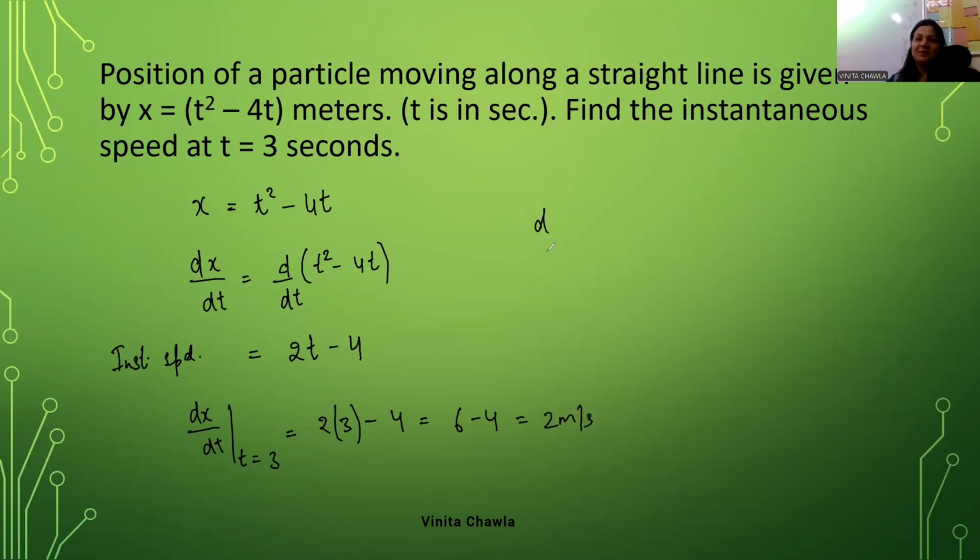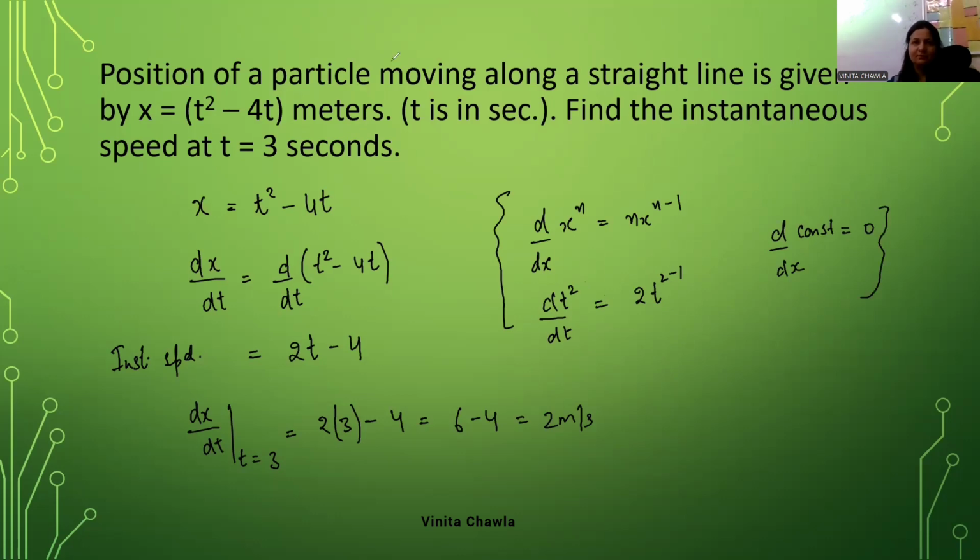You don't know differentiation? See, when we differentiate x raised to the power n, it's n x raised to n minus 1. I told you yesterday, if we have t square, then n is 2, so we write 2t raised to 2 minus 1. And when we differentiate a constant, we get 0. So we simply use these relations and formulas and solve this.